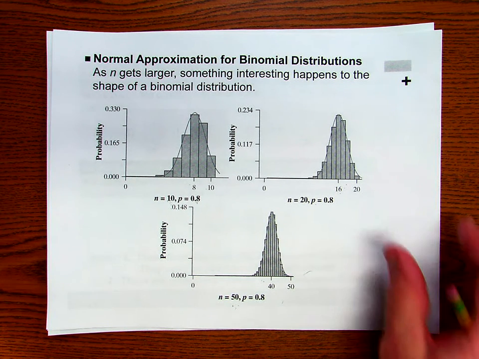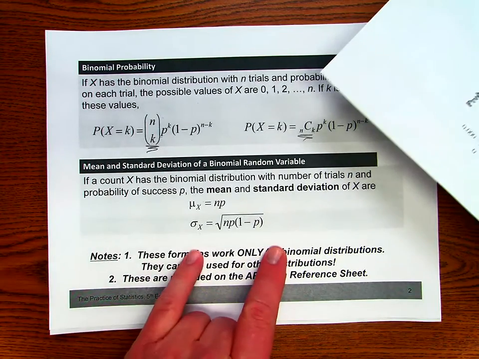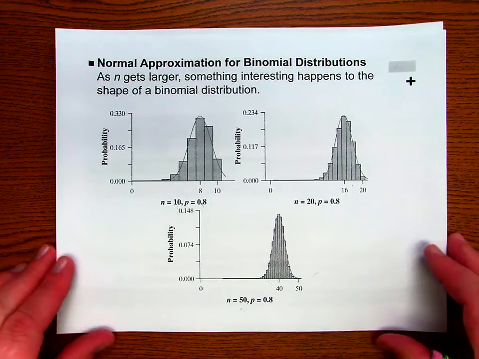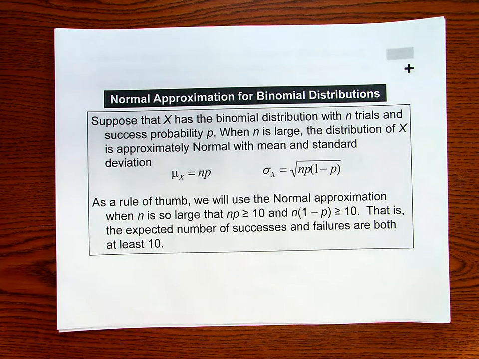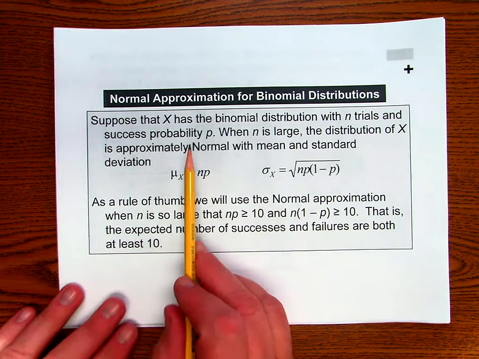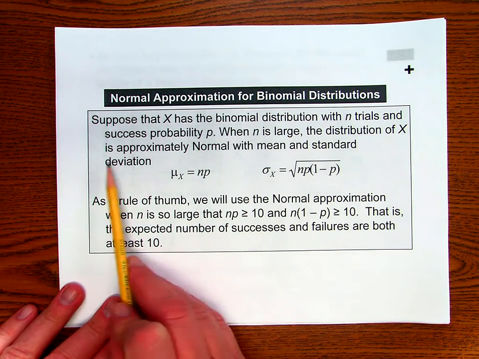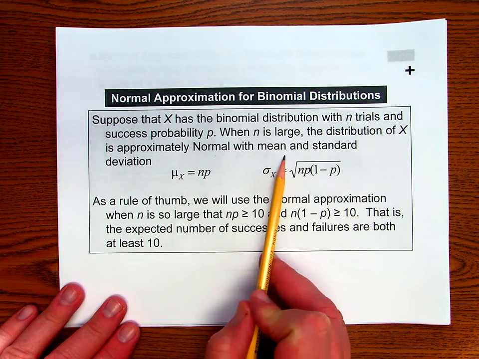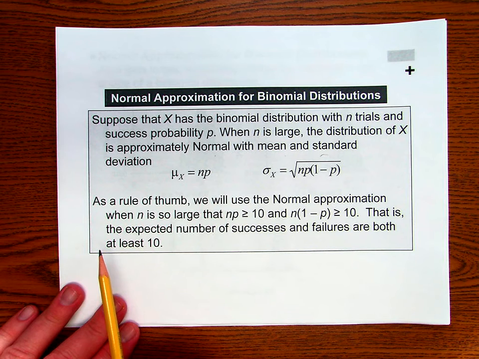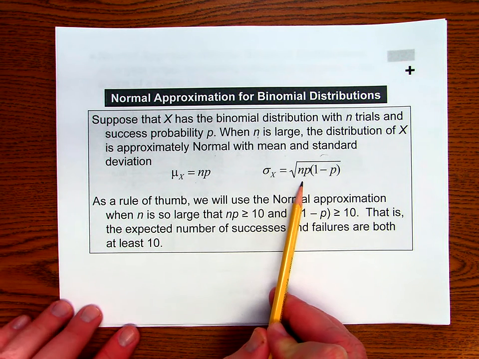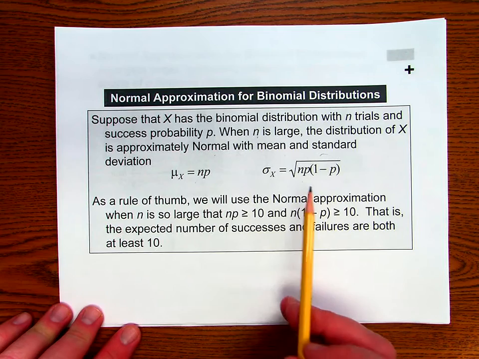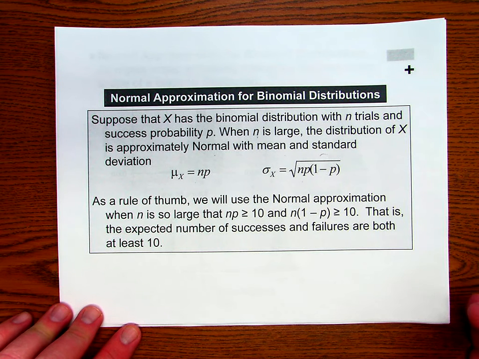All right, so tying together this idea right here with this idea, we have this. Suppose that X has the binomial distribution with n trials and success probability p. When n is large, the distribution of X is approximately normal with a mean and standard deviation of. So, when n is large, that mean and standard deviation of the binomial distribution become the mean and standard deviation of the normal distribution that we're going to use to approximate it.